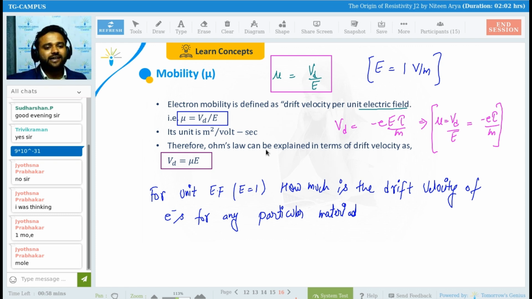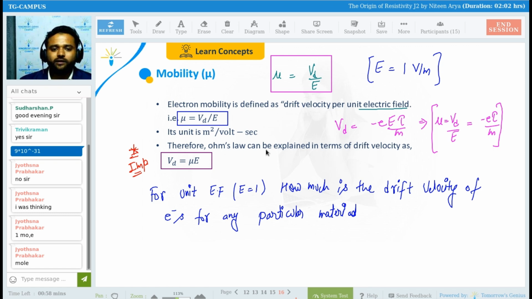They can ask you directly to write Ohm's law in terms of mobility and drift velocity. So that is an important relation. You need to write it down, and from this direct relation, numericals are also going to be formed. See, the basic thing you need to understand is the definition and how we use one formula to get another formula.